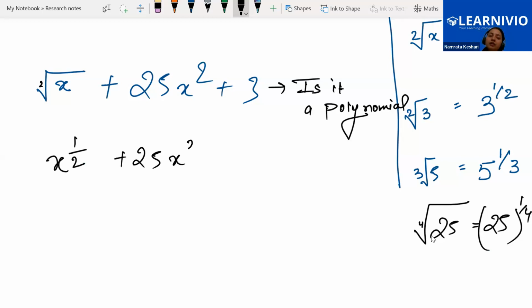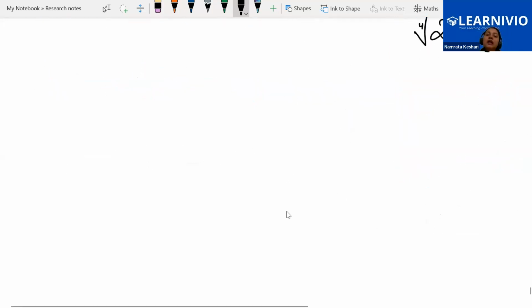However, this is a whole number. 3 is okay, but each and every term we will analyze, and only then will we declare whether it's a polynomial or not. So it is not a polynomial. Is it getting clear, Sara? Yeah. Okay, so the exponent has to be a whole number. That is one and only one criterion, the exponent of the variable.